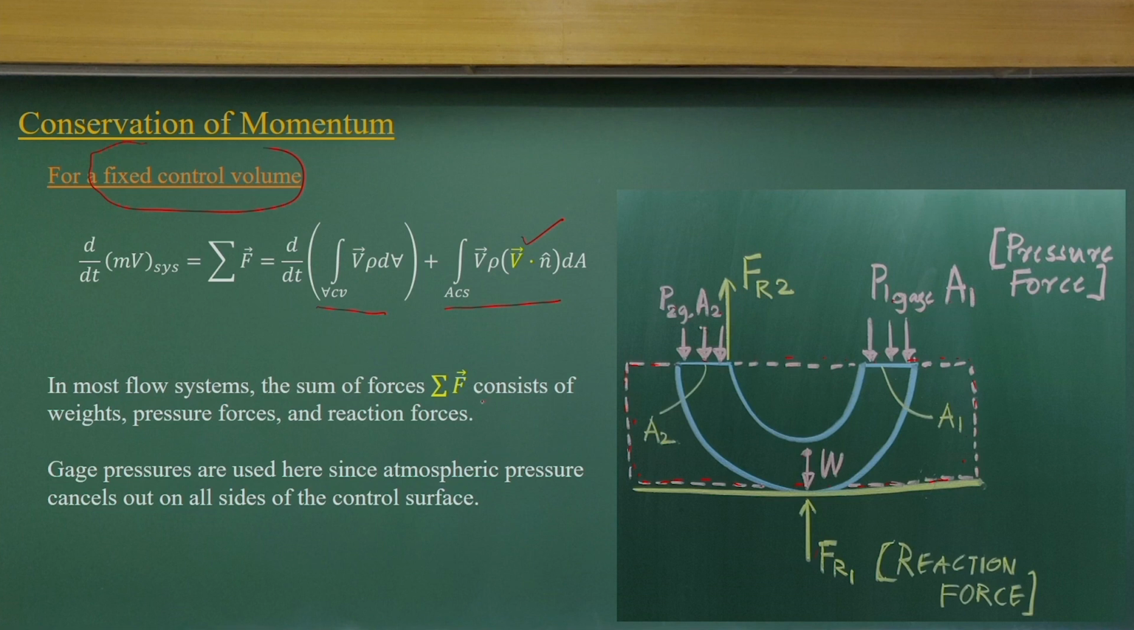As I said earlier, the force can have the body force component, which is the weight, the pressure forces, and the reaction forces. At this point we are getting a reaction force, and another reaction force is attached here. There are two contact points. We can use gauge pressure at these two points to find the pressure force component due to the flow.